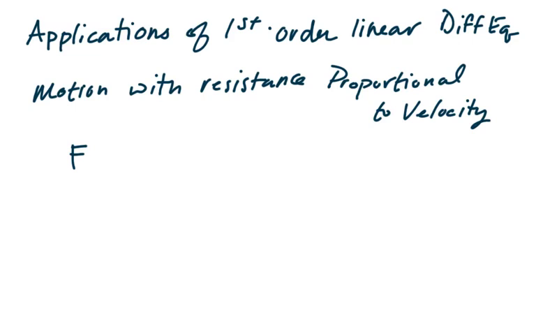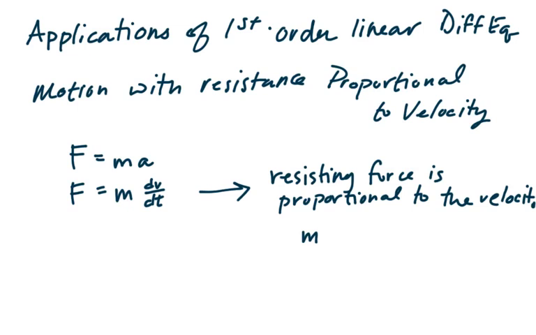And so you guys are probably familiar with force equals mass times acceleration. And in this situation, we might think of it as force equals mass times, now recall that acceleration is the derivative of velocity, so dv/dt. And if the resisting force is proportional to the velocity, we can say that m dv/dt is equal to negative kv, or rather, dv/dt equals negative kv over m.